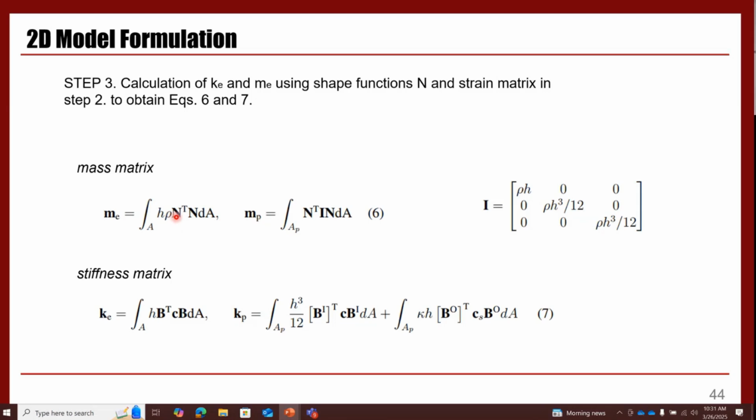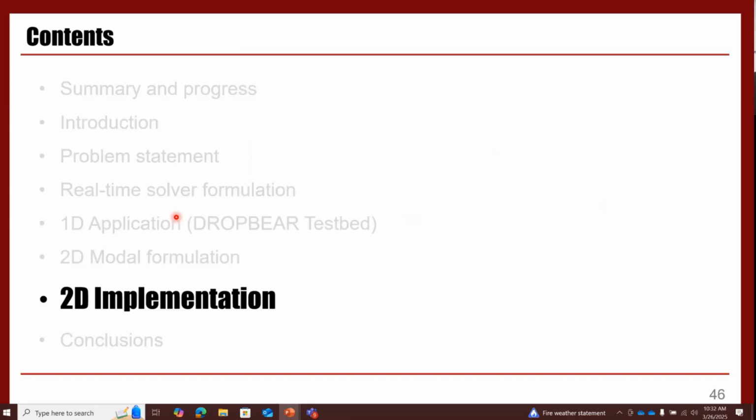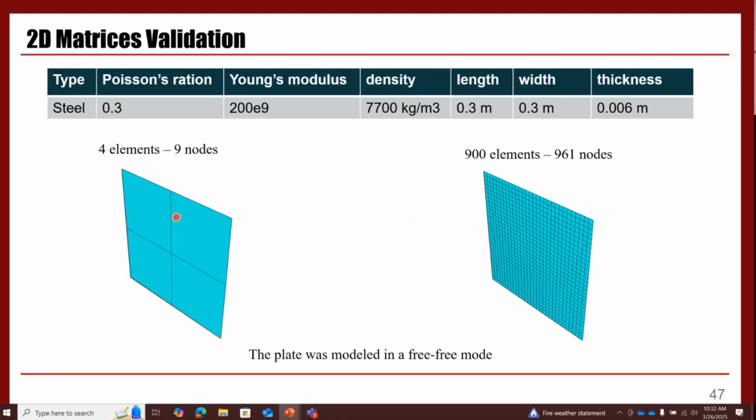It's kind of very computationally expensive to formulate these matrices, especially if the number of nodes that we are looking into is very high. So that's why we use reduced models to define the plate. Now the next thing is to build the global stiffness and mass matrices using the transformation matrices. As I said, the concept is available in many finite element textbooks, but that's what we use for the 2D model formulation. Then next, we went to the 2D implementation part.